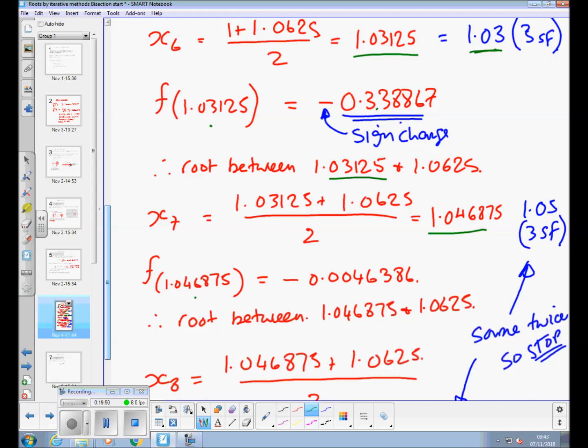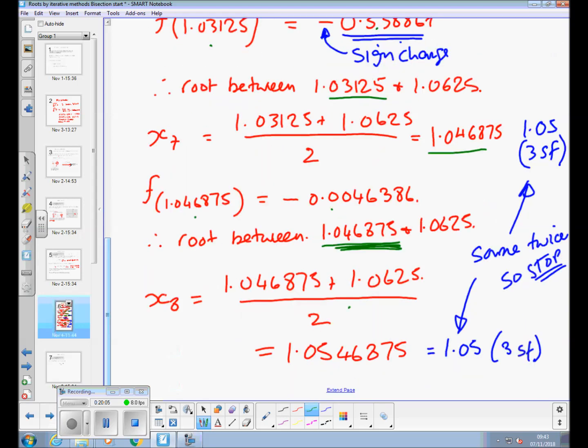You've got to keep going until the guess to 3 significant figures is the same twice. Remember what the original question is asking you? It's asking you to estimate this root correct to 3 significant figures. And because you're doing these iterations, you're getting closer and closer to the actual value. If you only want it to 3 significant figures, there's no point in doing more iterations and adding more accuracy when you've already got the same result twice. Yeah? So that's how it works.